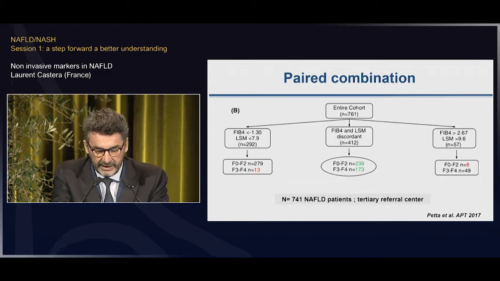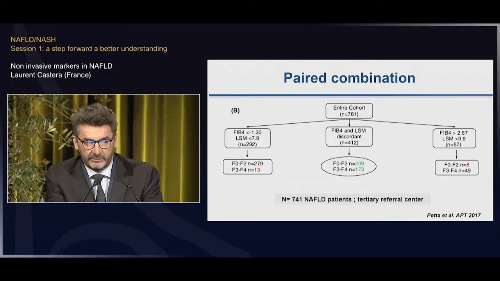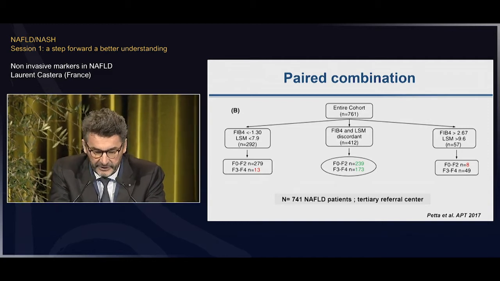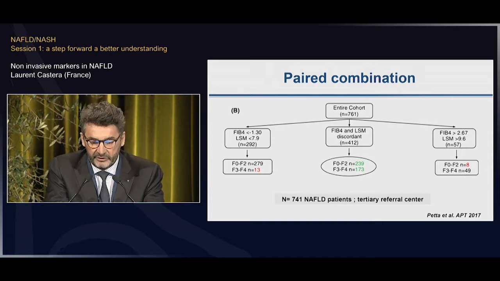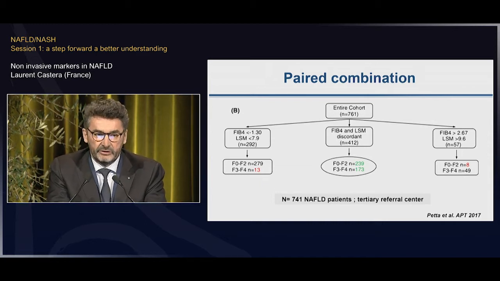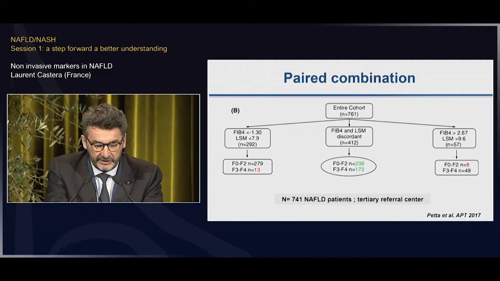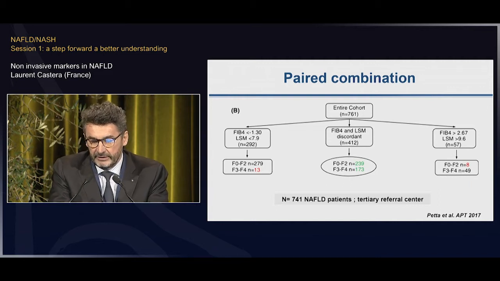Pair combination has been studied. This is a study by Salvatore Petta from the group of Enterocracy. Large cohort, as you can see, tertiary reference center. If you're going to use FIB-4 and transient elastography, you will end up, if you use pair combination, with a lot of discordant results.